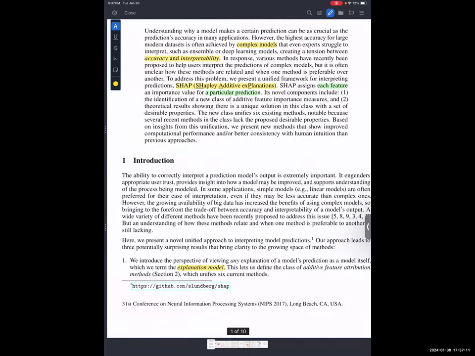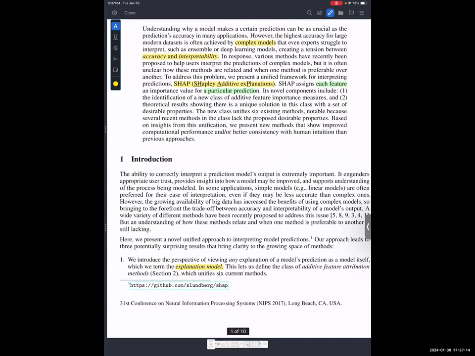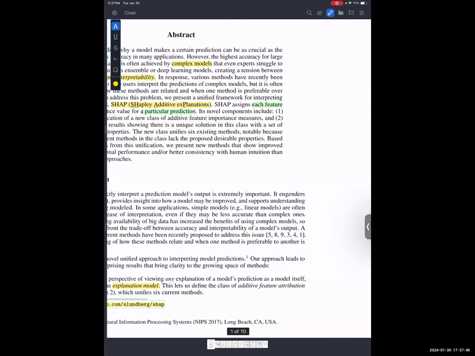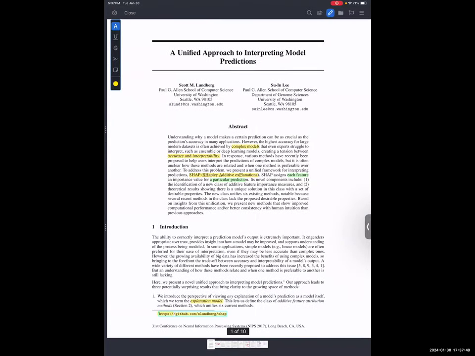I guess they do provide a very useful software package, which is very convenient. It is also a Python package, so you can install it using pip install. I see, I think that's why there's such a high number of citations. There are also a lot of tutorials, YouTube videos and blogs out there to explain this.